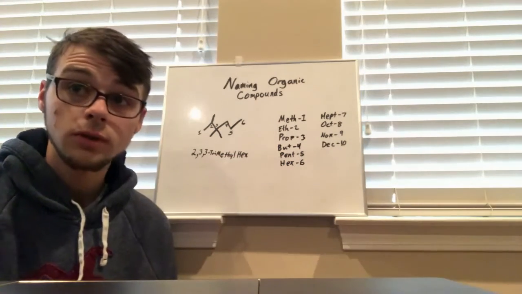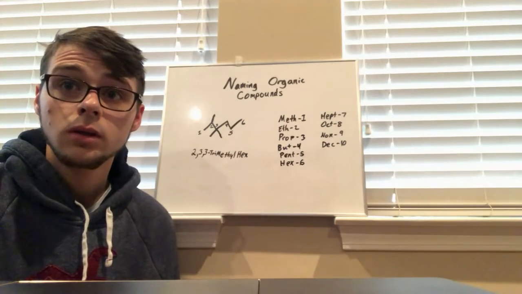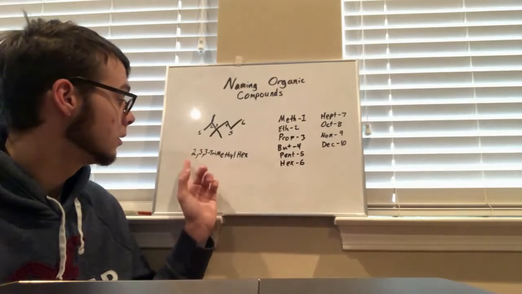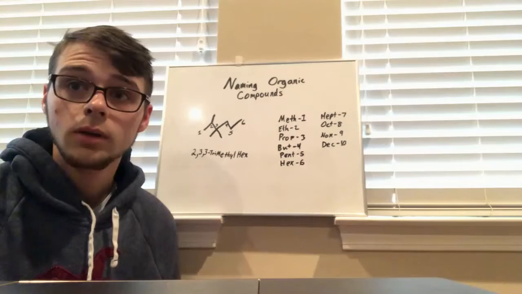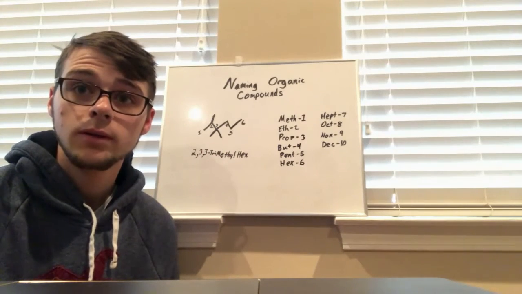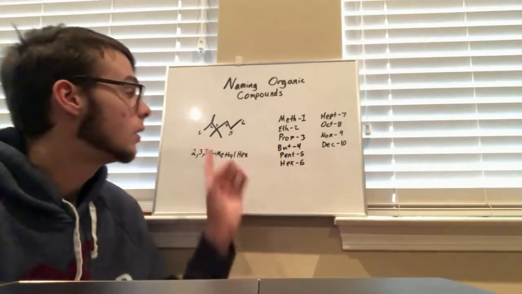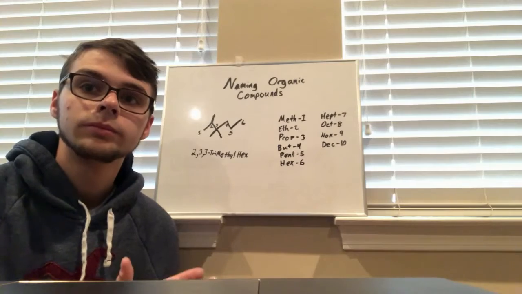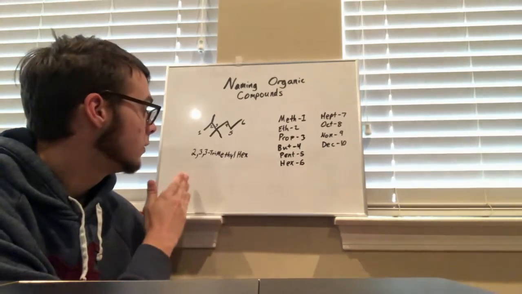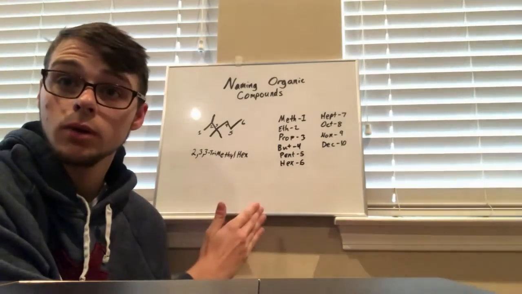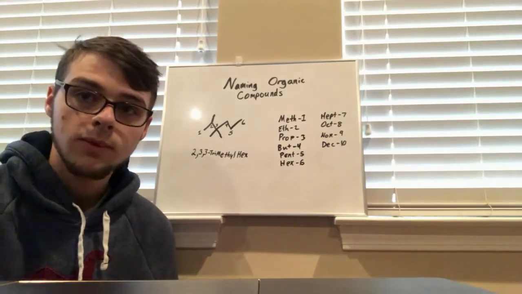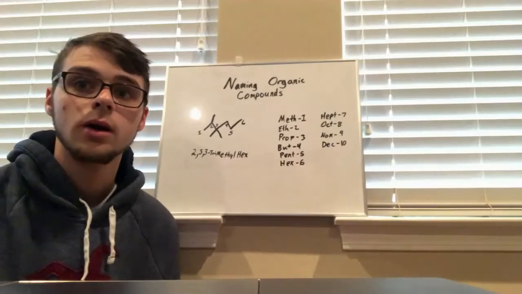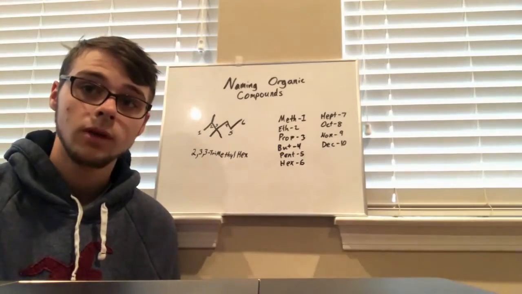If substituents are on the same carbon numbers, they are all grouped together. If the substituents are different and are on different numbers, then you put the substituents in alphabetical order. Next, as our final step, we add the suffix, and the suffix is based on the hydrocarbon chain itself.